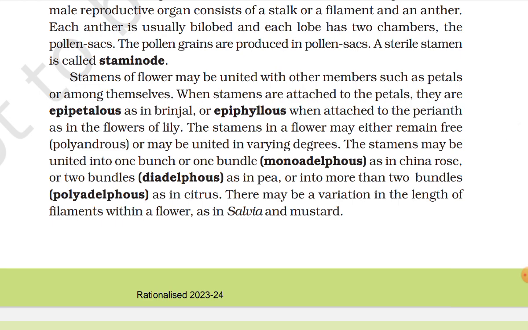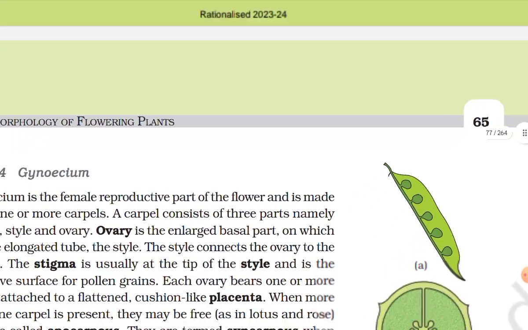When stamens are attached to the petals, they are epipetalous, as in brinjal, or epiphyllous when attached to the perianth, as in the flowers of lily. The stamens in a flower may either remain free, polyandrous, or may be united in varying degrees. The stamens may be united into one bunch or one bundle, monoadelphous, as in China rose, or two bundles, diadelphous, as in pea, or more than two bundles, polyadelphous, as in citrus. There may be a variation in length of filaments within a flower, as in salvia and mustard.